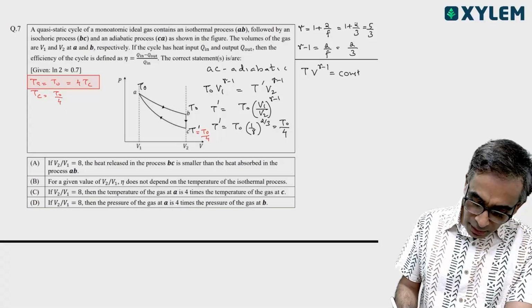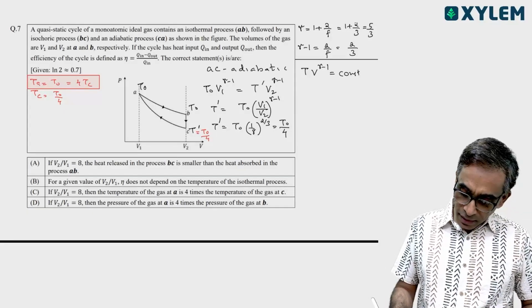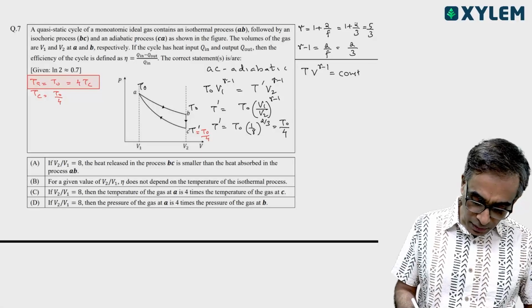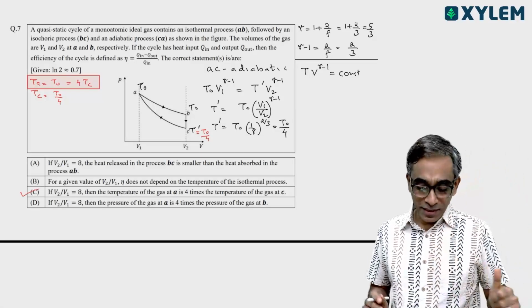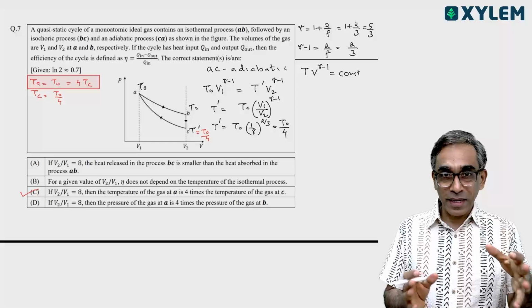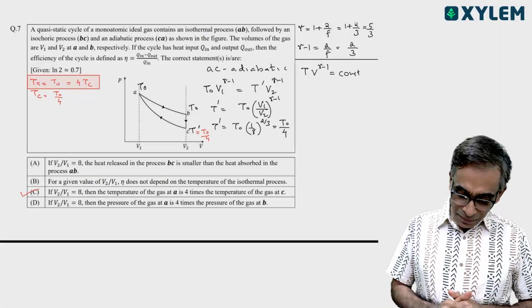അപ്പം ആ ഒരു ഓപ്ഷൻ അല്ലേ, V2 by V1 8 ആണെങ്കിൽ ടെമ്പറേച്ചർ ഈസ് 4 ടൈംസ് എന്ന് പറയുന്ന ഓപ്ഷൻ സി കറക്റ്റ് ആണ്. ഒന്ന് കിട്ടി, രക്ഷപ്പെട്ടു. ഓക്കെ, ഹാപ്പി അല്ലേ? ഇടയ്ക്ക് ഒരു ആൻസർ കിട്ടുമ്പോൾ ഒരു സന്തോഷമാണ്.